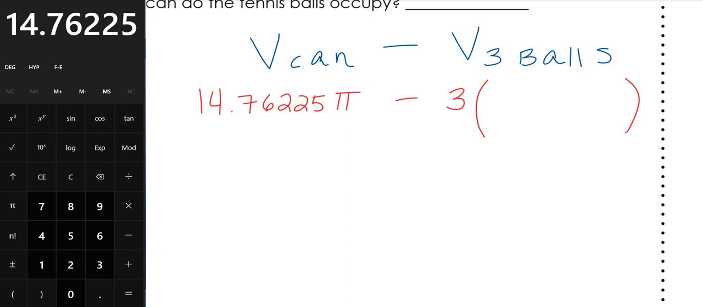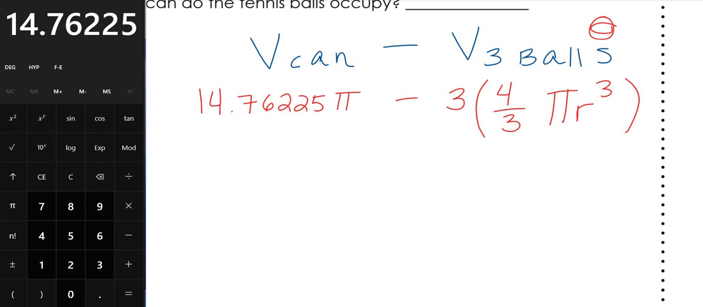Now I need to figure out the volume for 1 tennis ball. A tennis ball is a sphere, right? So that means I need to write the formula down for a sphere. They do give you that on the EOC. They don't tell you that it's a sphere, but they do give you the formula. The formula is 4/3 pi r cubed. No height, nothing, because a sphere doesn't have a height. Okay, the diameter acts as the height, the width, the everything. So this is what we need to do.